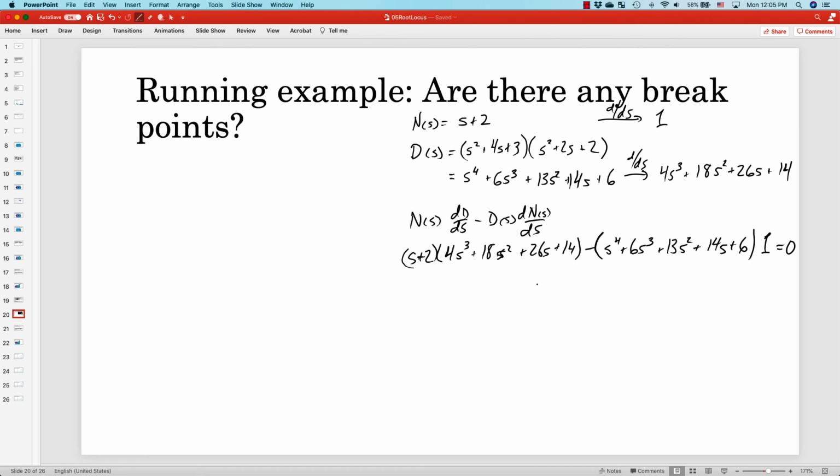Okay, so that suggests to me that because the solutions are strictly complex, this means that there are no real breakpoints.